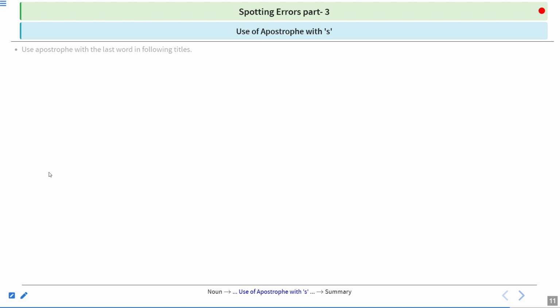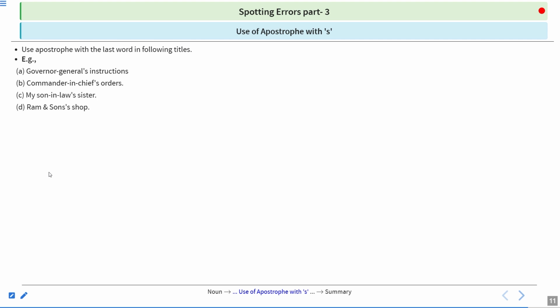Use of apostrophe with s. Use apostrophe with the last word in the following titles. Example, Governor General's instructions. Commander-in-Chief's order. My son-in-law's sister. Ram and Son's shop. So these are compound nouns. With compound nouns, we use apostrophe with the last noun of the word.